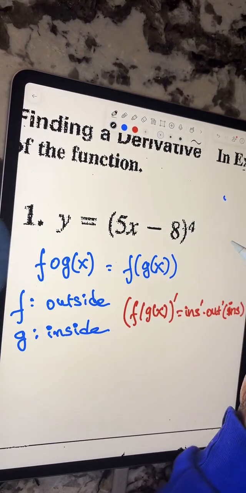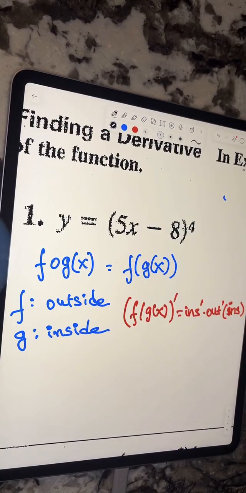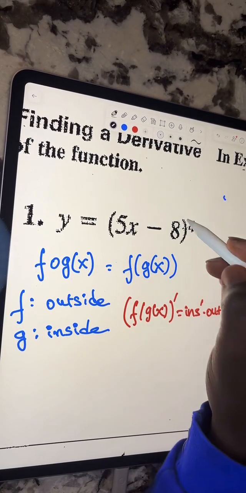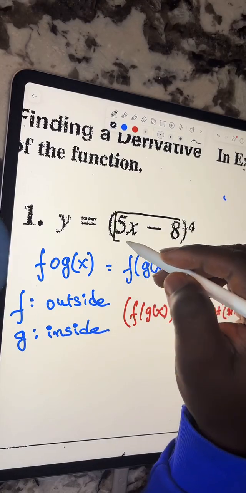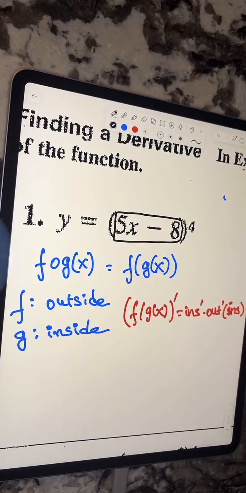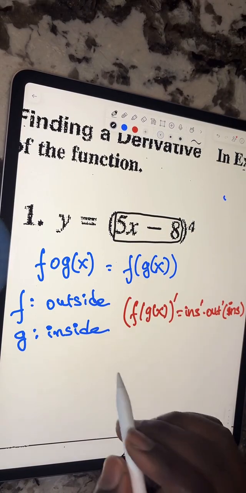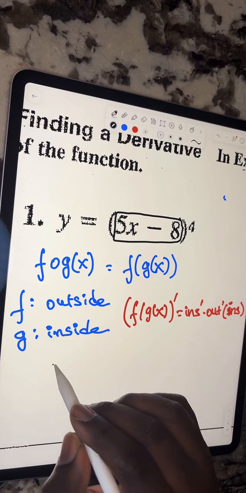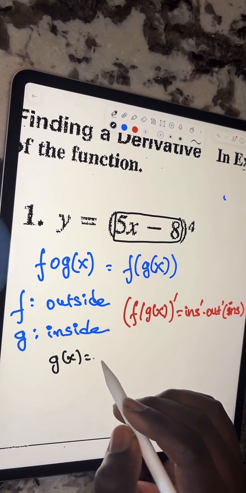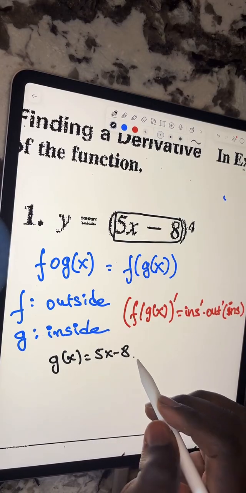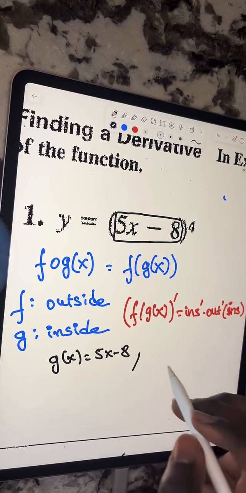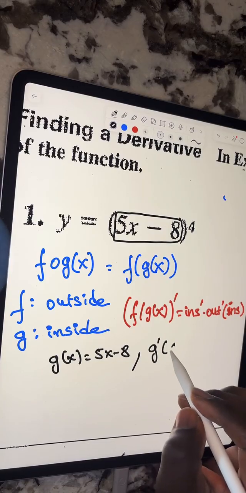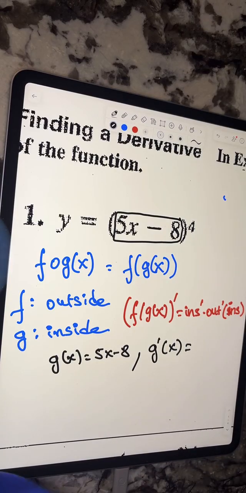So here, what is the inside function, guys? The inside function is whatever we have inside the parentheses. That's my inside function. So here g of x is your inside, which is 5x minus 8. That's the inside function. So what's the derivative of 5x minus 8? Chat, what's the derivative of 5x minus 8?